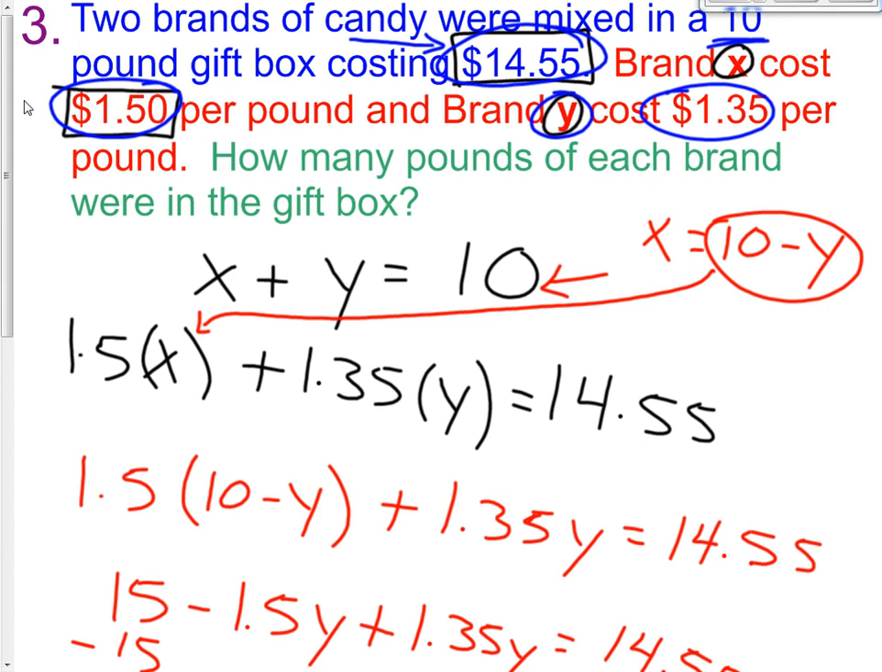So if you wanted to get me a gift, I'm not saying you have to, but if you wanted to, there you have it. Simple, 2 different candies, $14.55. Make it happen if you want to.